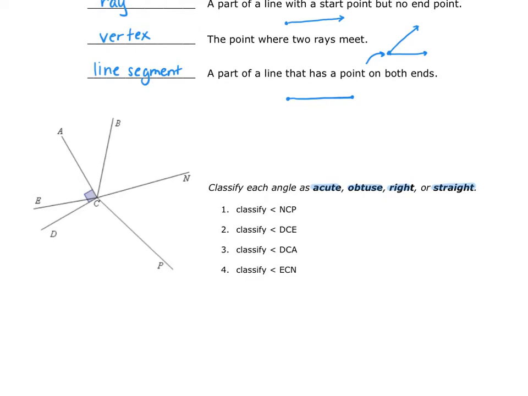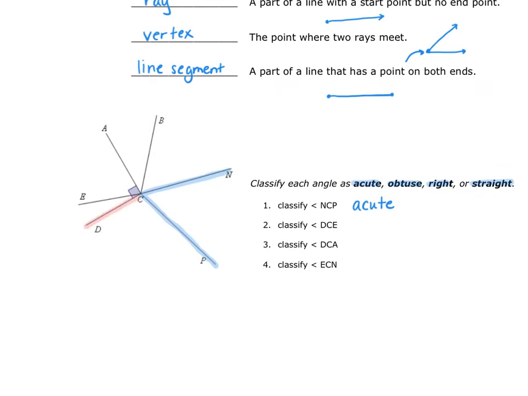So the first one we have here is angle, because remember the symbol means angle. We're going to classify angle NCP. So I'm going to find where NCP is. And I see here's N, here is C, and here is P. Looking at this, it does look like it's less than 90 degrees. So because of that, it must be acute.